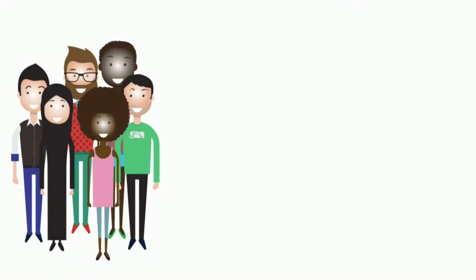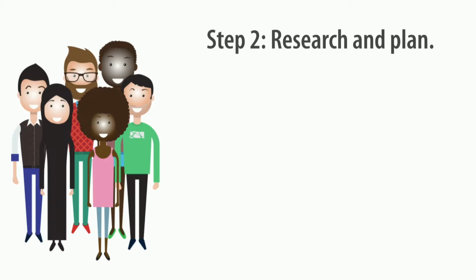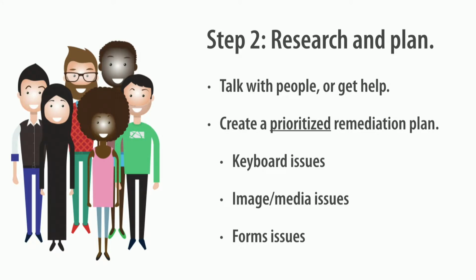So when we take this a step further and we look at what to do next, I want you to think about this. Talk about people and get help. That's what Jake and his team needed to do. And they created a prioritized remediation plan. They started with keyboard issues, image and media issues, and forms issues. And there was a really good reason why, because the person that Jake called was actually me.